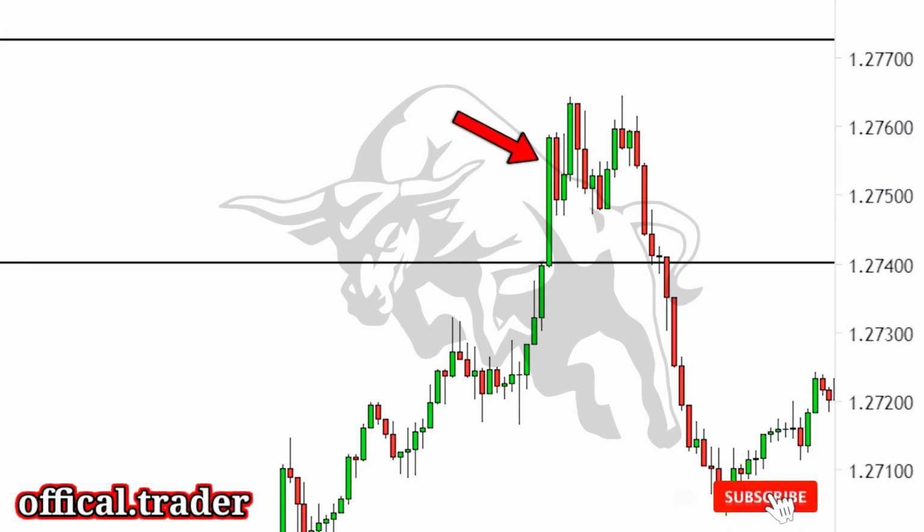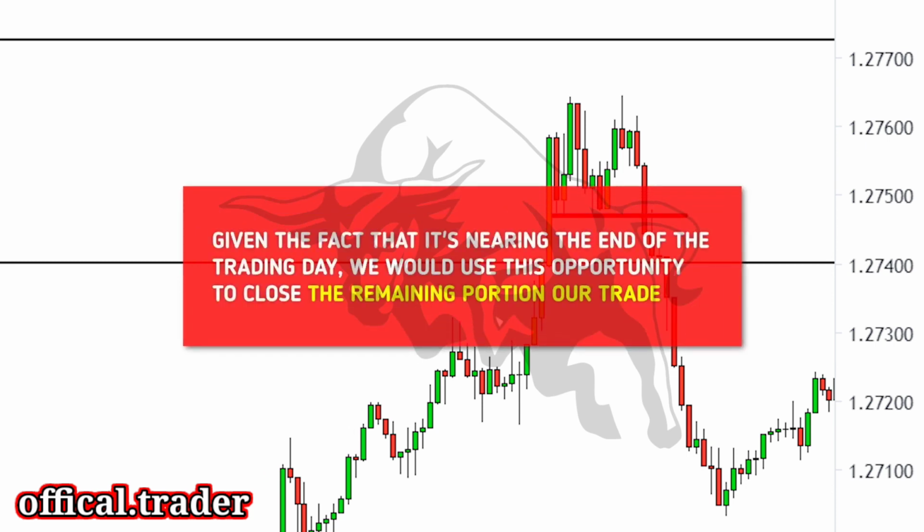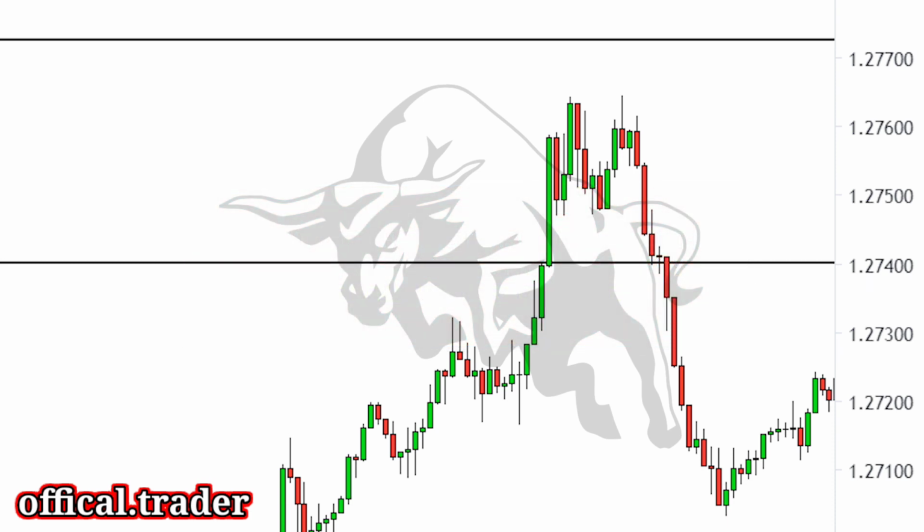We see a push up from price here, a small pullback, and then another push up, which only manages to go slightly higher. We see one final attempt from buyers to go higher here, but again this gets rejected. So we now have 3 attempts from buyers to push higher, and price then closes below this short-term level of support on a strong red candle. This is a clue that sellers are coming back into the market, and given the fact that it's nearing the end of the trading day, we would use this opportunity to close the remaining portion of our trade, since price is unable to reach all the way to R3 for our final profit target. It's important to be flexible with your profit targets in this way, since price won't always reach where you wanted it to go.